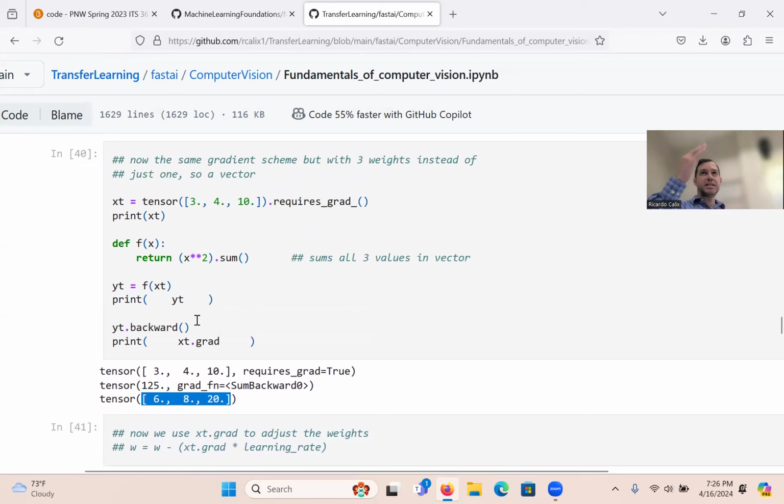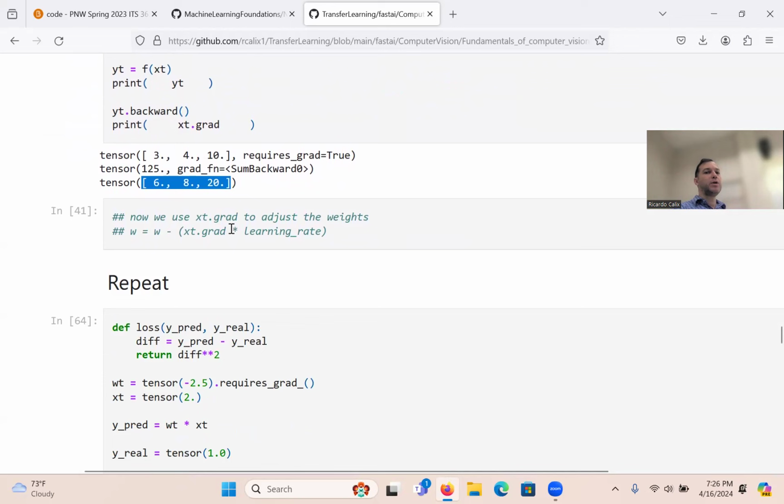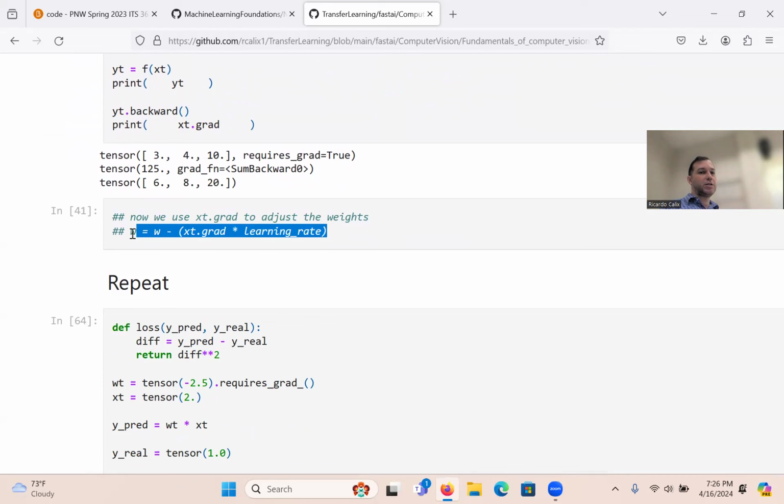So I just wrote here, now we use x.grad to adjust the weights. Remember that the weights would be adjusted as follows: W equals W minus whatever the derivative is times the learning rate, and you make the update. What's critical is that you want to know the sign of this one here. Does that make sense, guys?